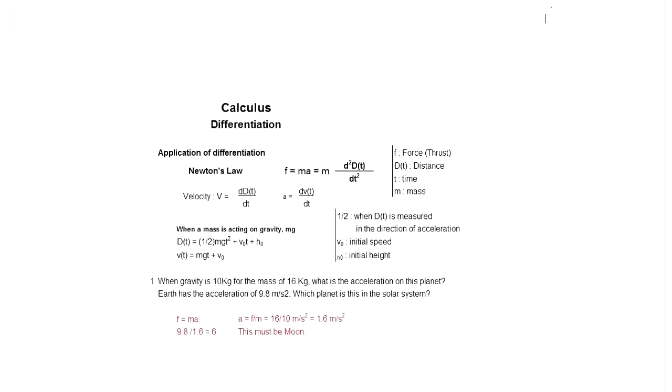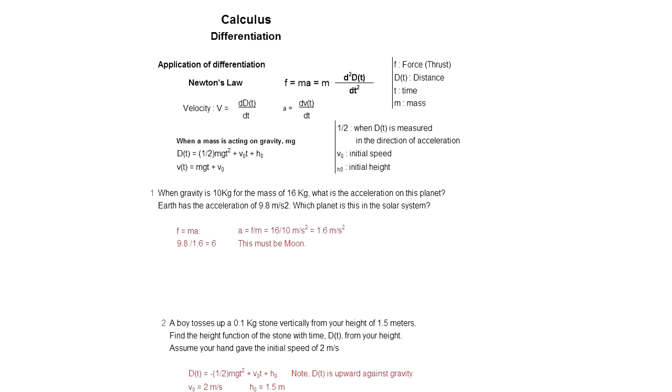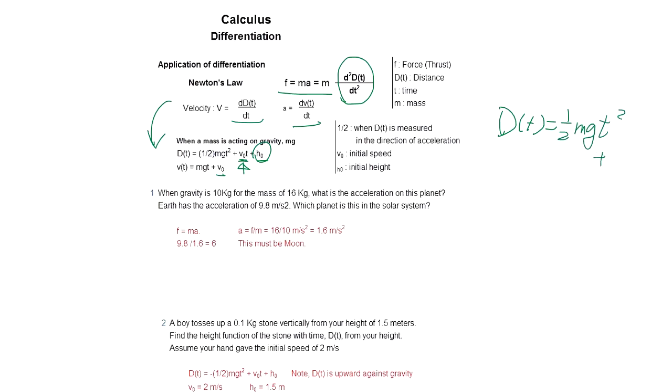Calculus, differentiation. Newton's law. I think we covered this in the differentiation section, right? This is a review. We have F equals ma, and a is the second derivative of the distance function with respect to time. So if you take an integral and set the constants properly, this is the initial position, this is the initial velocity, the distance function is going to be (1/2)at squared plus v0 t plus h0.